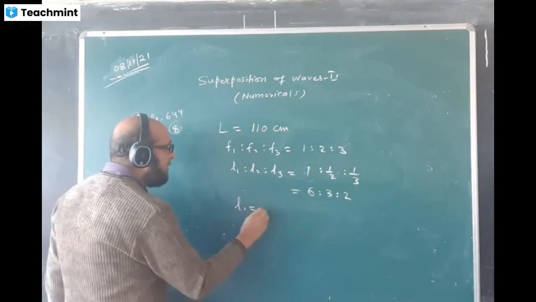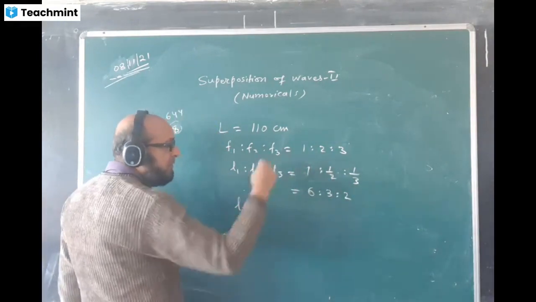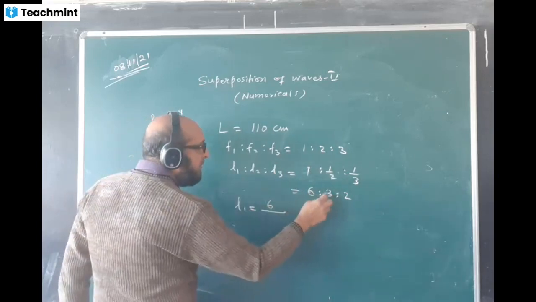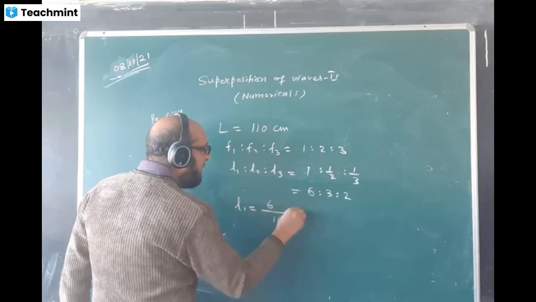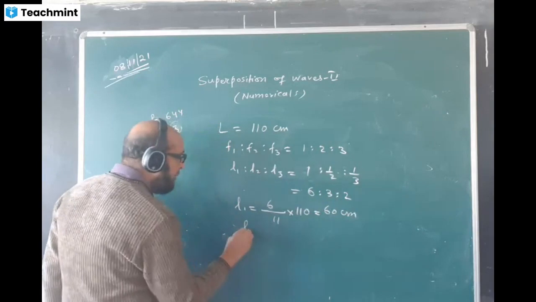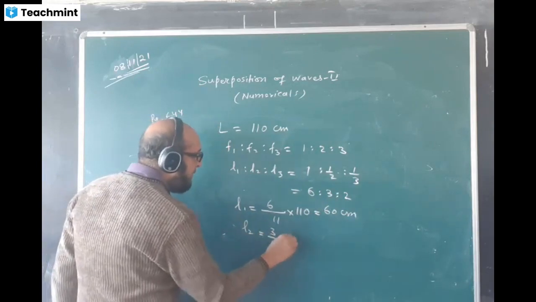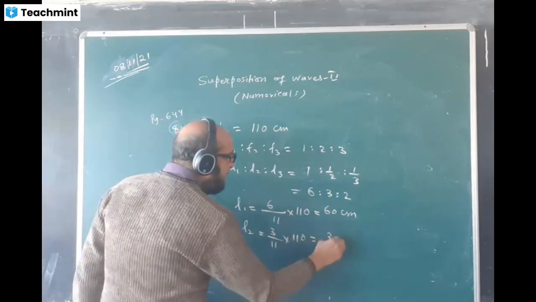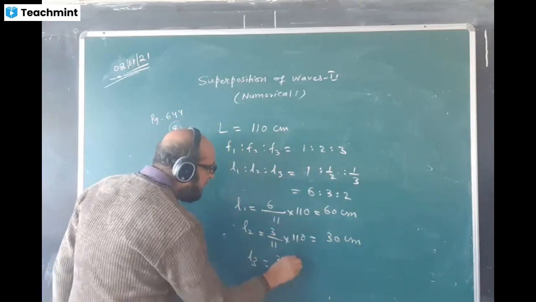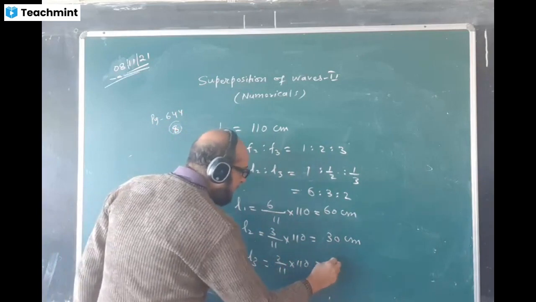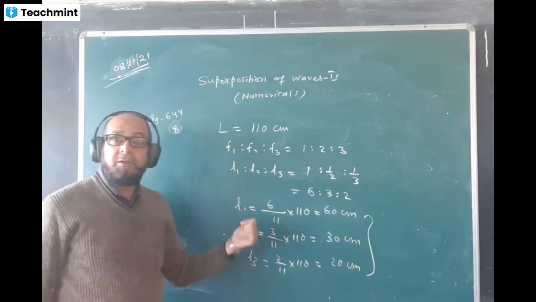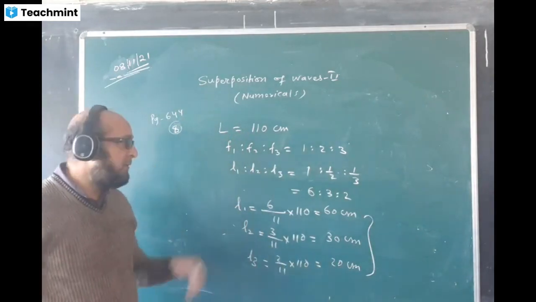Now I'll find L1. Now the answer is coming. So there was a mistake in it. So I took the inverse ratio, I took reciprocal actually. 6 by total of this is what? 6 plus 3, 9 plus 2, 11 into 110. This will go, you get 60 centimeters answer coming. L2 value will come 3 by 11 into 110, 30 centimeters answer coming. L3 value will come 2 by 11 into 110, answer is coming 20 centimeters. So this is the answer. So please correct, I already corrected it today itself.